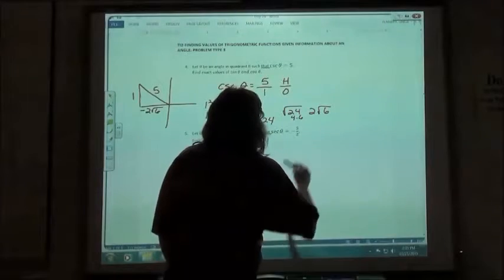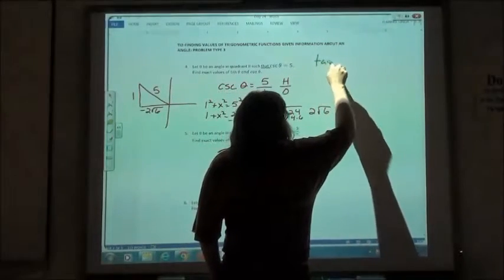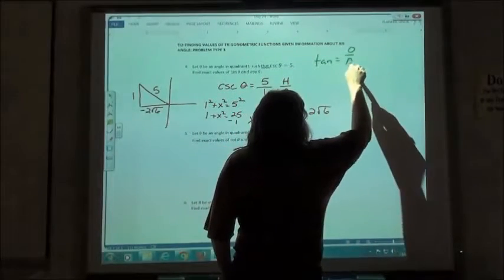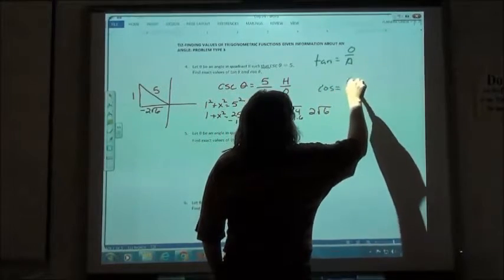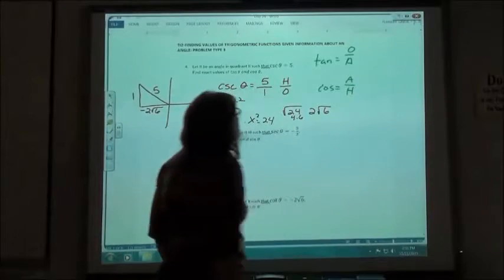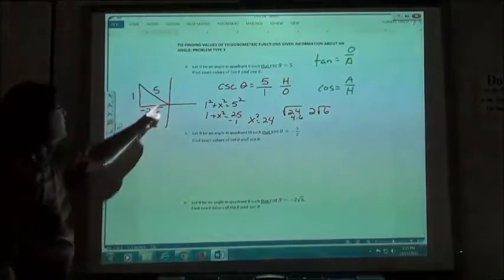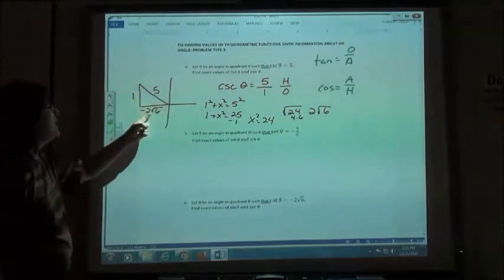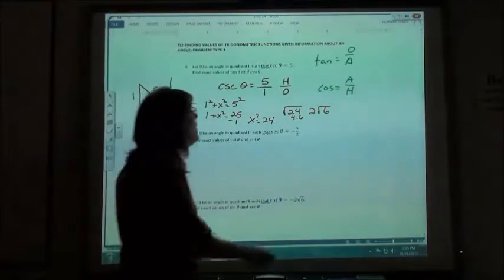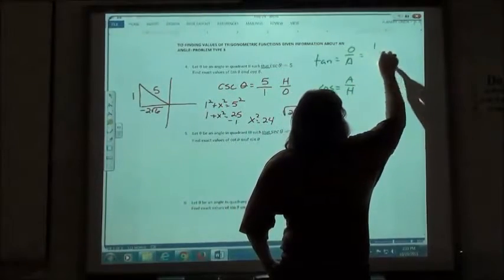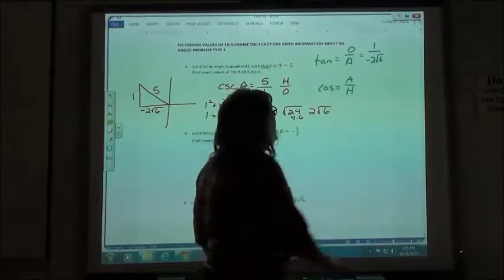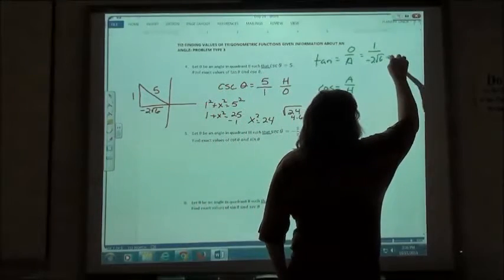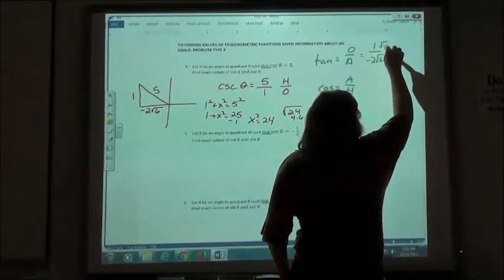I am going to find the tangent. Tangent is opposite over adjacent. I'm also going to do the cosine, which is the adjacent over the hypotenuse. So, the opposite over the adjacent, I'm going to have 1 over negative 2 square root of 6. I have to rationalize the denominator. Don't have to worry about the 2. I'm just going to multiply by the square root of 6.